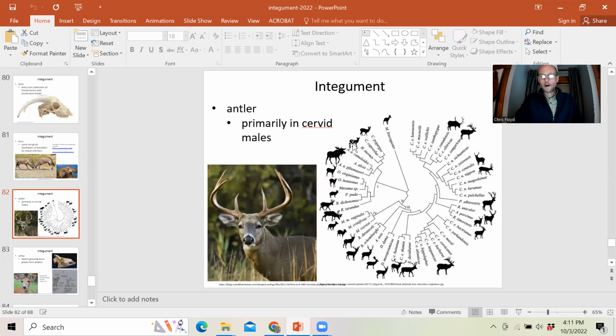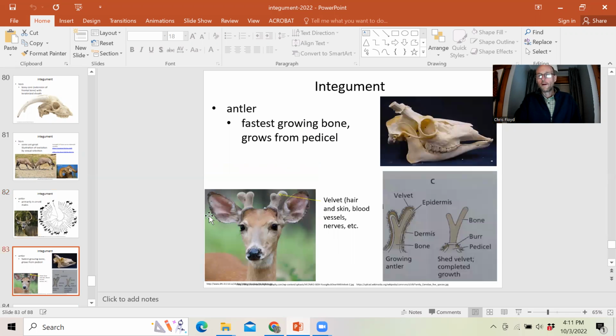So these are typically found in cervids: moose, elk, deer, reindeer, and they're typically in males and not in females. They are actually the world's fastest growing bone. They are a true bone with blood flow and tissue and even hair, believe it or not. And they are the fastest growing bone. Yet another remarkable thing.